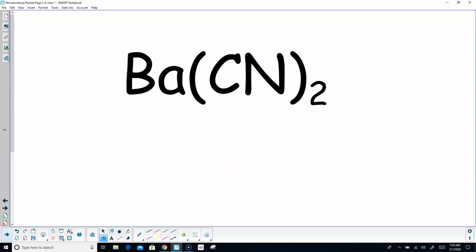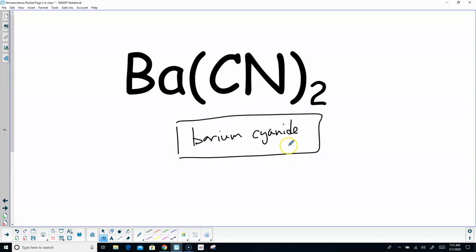Ba(CN)2. So Ba, that's barium. It's always 2 plus, so I just named this guy. Barium, and then CN is cyanide. Usually the polyatomics end with ate or ite, but cyanide ends with IDE like an element. There were a couple of them like hydroxide, cyanide. You just have to remember that.